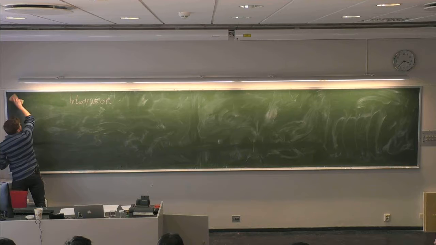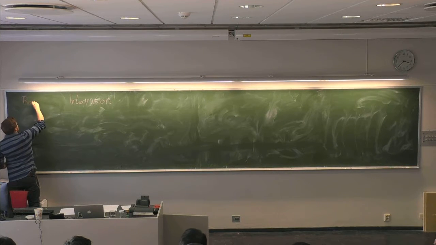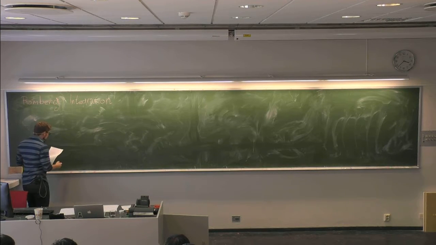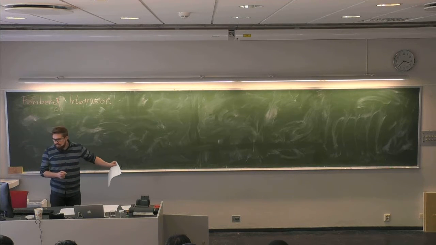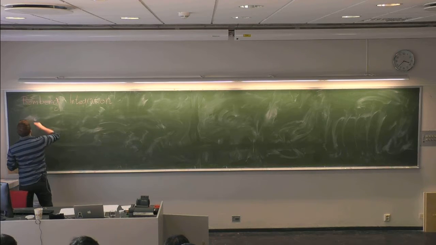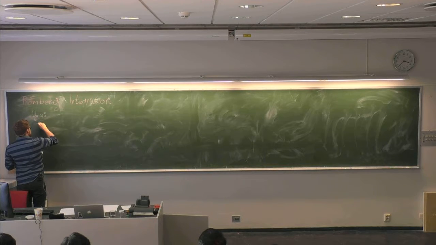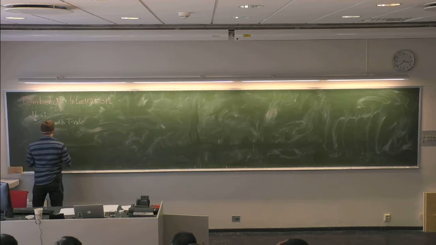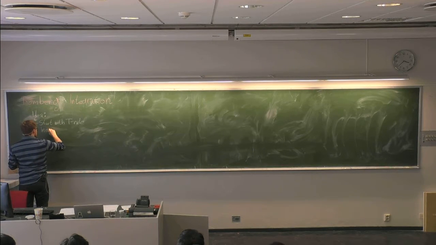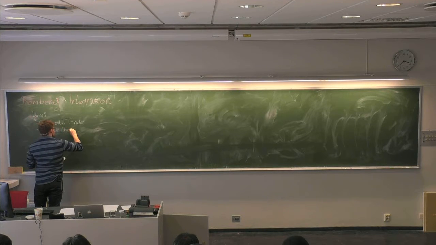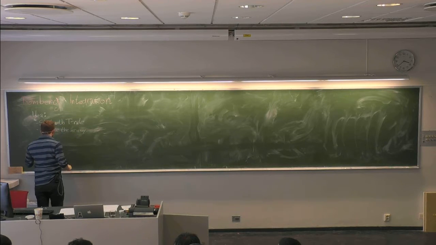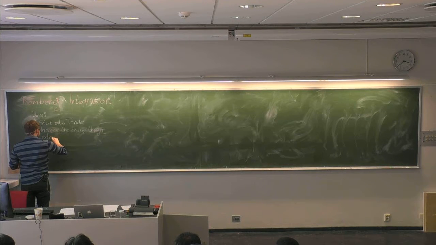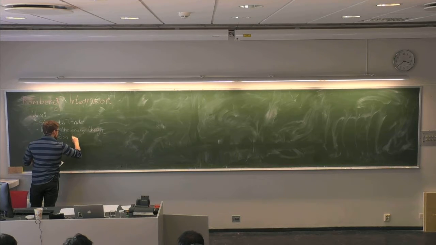Romberg integration. So the idea here, even though as we saw the trapezoidal rule isn't really that good, we will start with it, and then we want to increase the accuracy through extrapolation, to cancel the error terms.